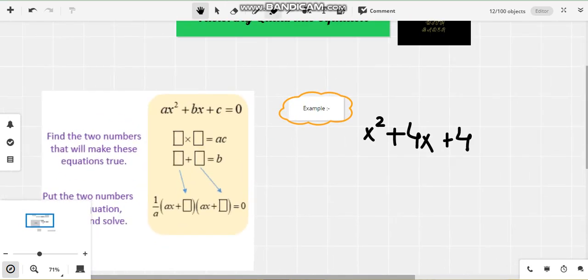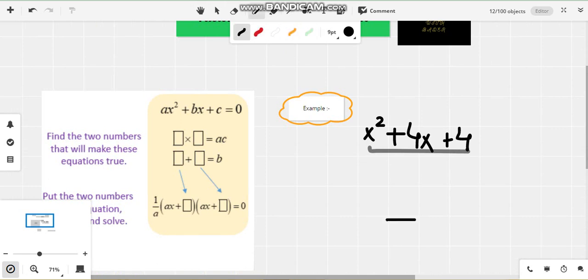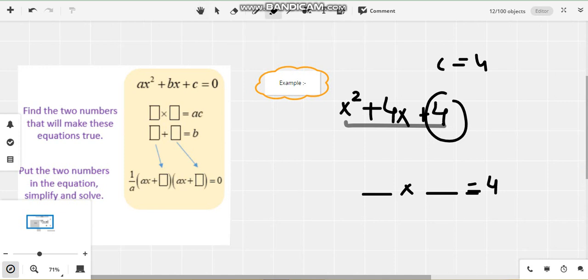I put the example here, x square plus 4x plus 4. How can we factor it? Basically you need two numbers. When you multiply them, they give the c value, that's 4. So you need two numbers that give you 4, and the b value given to us is 4. So we will write 4 again. It has a positive sign, so both numbers are positive, and when you add them, that gives you 4.